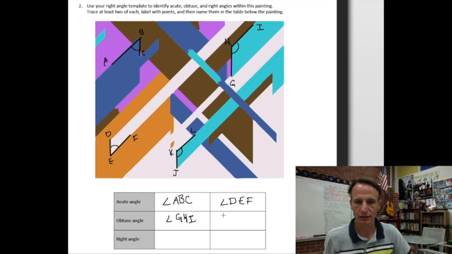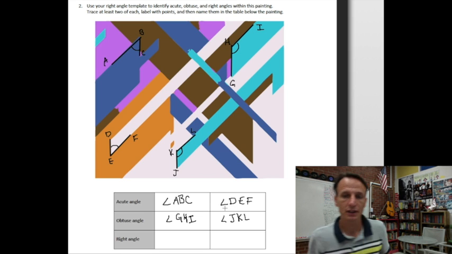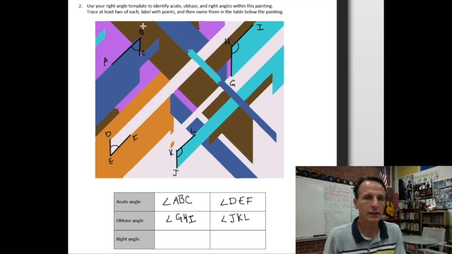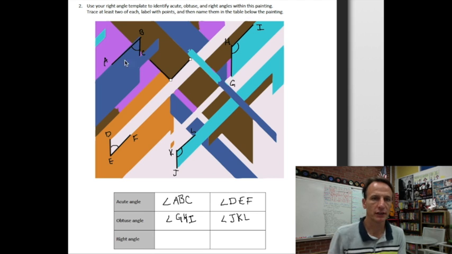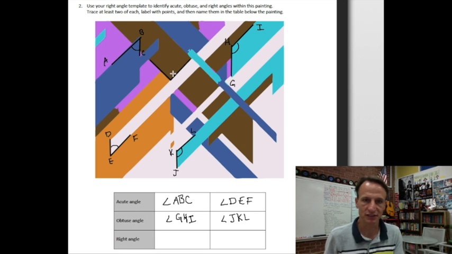JKL is also an obtuse angle. JKL is greater than a right angle, greater than 90 degrees. It's obtuse. And now I'd be looking for right angles. I'll go with this brown one here, from here to here. And once again, you can find your own angles. I'm just giving you examples here. I do encourage you to go about the labeling in a systematic way, the way I'm doing here, so you don't get yourself all confused trying to be cute, spelling three-letter words or something.